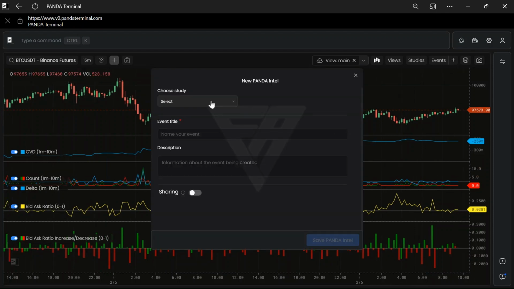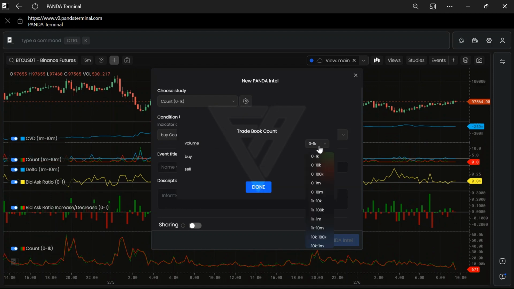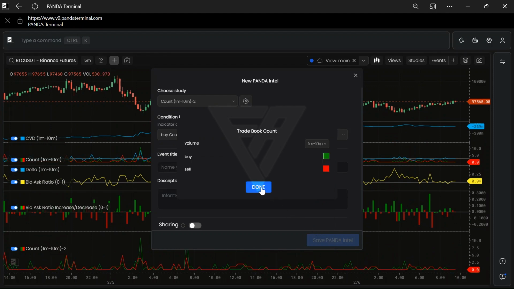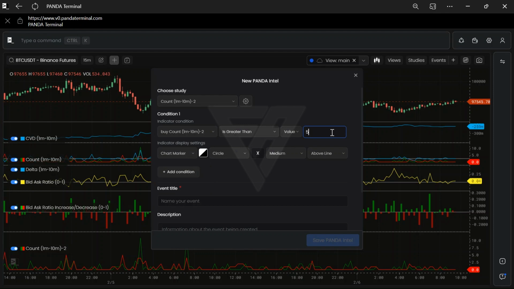Let me make an Intel event for trade count. I will search and select trade count. Then I will set the conditions for bullish and bearish case. I will select trade size 1 to 10 million. For the bullish case I will make a condition by trade size greater than 5 million overall. And it will plot a green circle below that candle.